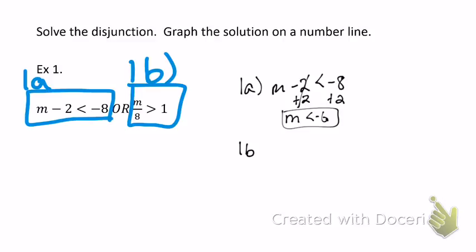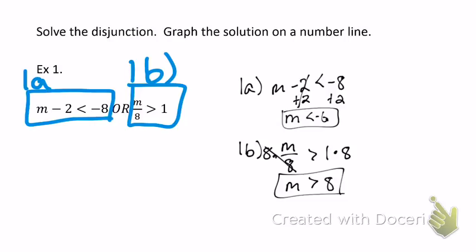Now we go to 1b, where we have m divided by 8 is greater than 1. So just like we learned with inverses, the way we get rid of division is the opposite, which would be multiplication. So 8 divided by 8 will cancel out and be 1, greater than 1 times 8, which is 8. And we're finished with that.